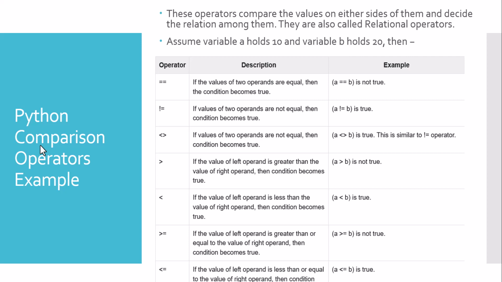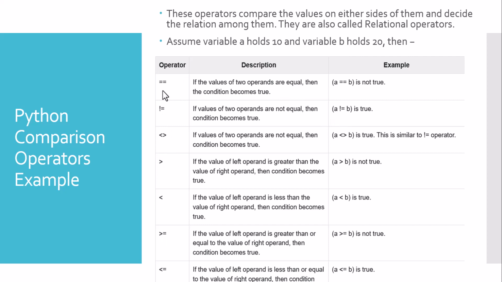Python comparison operators. Basically, what is a comparison operator? These operators compare the values on either side of them and decide the relation among them. They are also called relational operators. Basically, what it is doing is comparing the left operand and the right operand. Okay, like see, these are the operators, and these are the left operand and right operand. Then these operators are basically comparing the values of the operands.